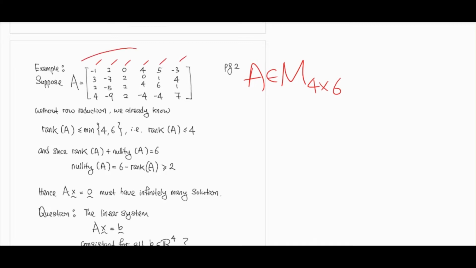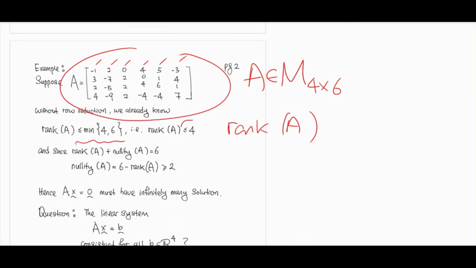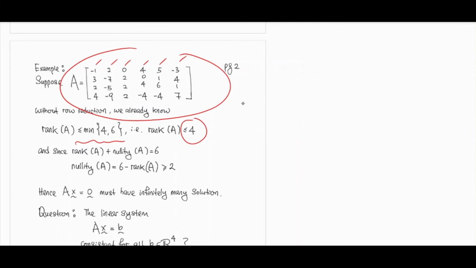So without even doing any row reduction, immediately you would know the rank of A has to be less than or equal to the minimum of these two numbers. So obviously the smallest number is 4. So immediately you know that the rank of A is maximum 4. So because of that, your nullity of A, which is the dimension of the null space, is minimum 2. All right, so it has to be at least 2.